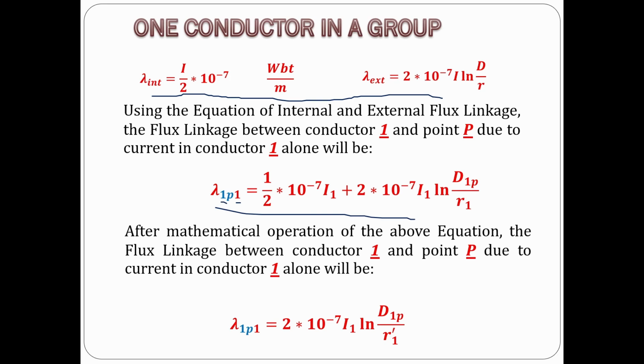R1. In evaluating this equation, the mathematical operation is the same as what I have done in part 3 of my lecture. So the flux linkage between conductor number 1 and point P is equal to 2 times 10 to the negative 7 I1 ln D1P over R1 prime. Please play back my lecture in part 3 to see the mathematical operation that resulted in this equation.